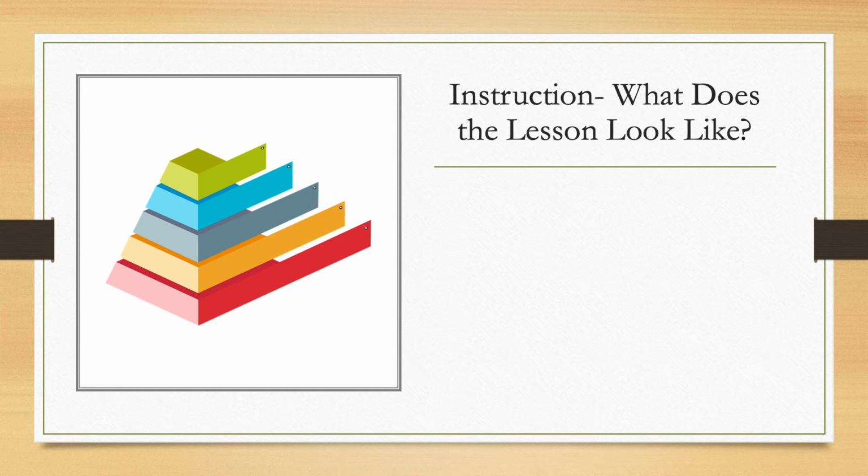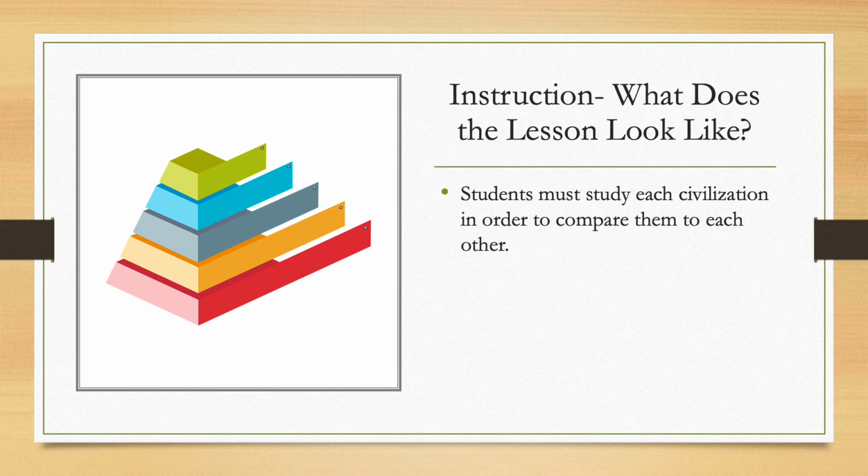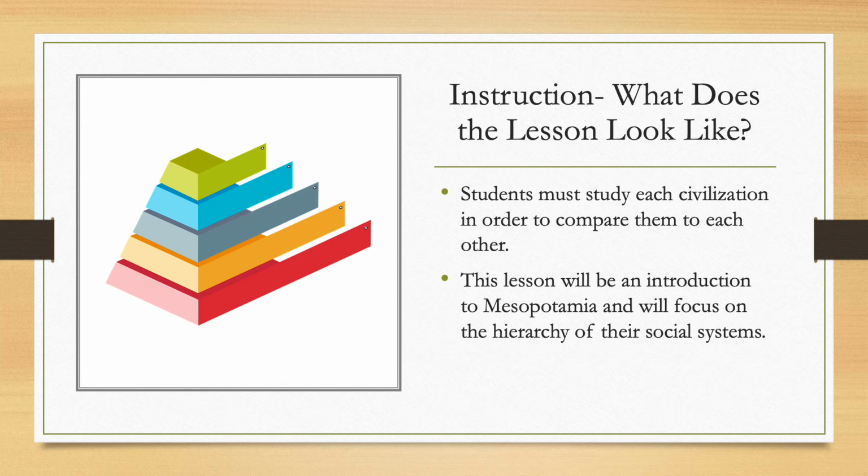In order to address the learners' needs based on the state, the topic of the lesson will be the social order in Mesopotamia. Students must study each civilization in order to compare them to each other. So the standard actually is asking for a comparison of 4 river valley civilizations. The first one that's focused on is Mesopotamia. They will take that knowledge, add the knowledge that they learn about the other 3, and then they will compare it from there. This will be the first lesson to introduce Mesopotamia, and it will focus on the hierarchy of their social systems. So starting at the top with their nobles and then going down.